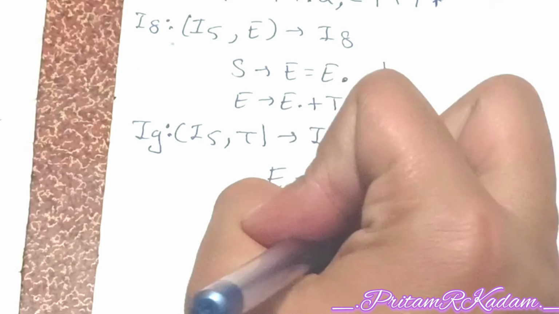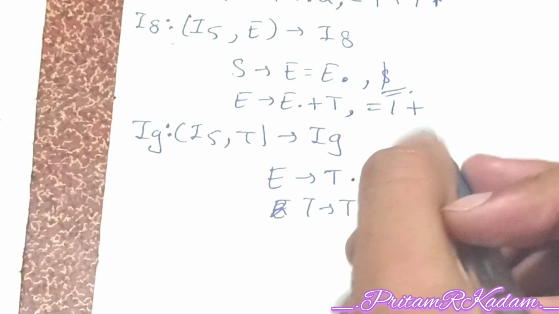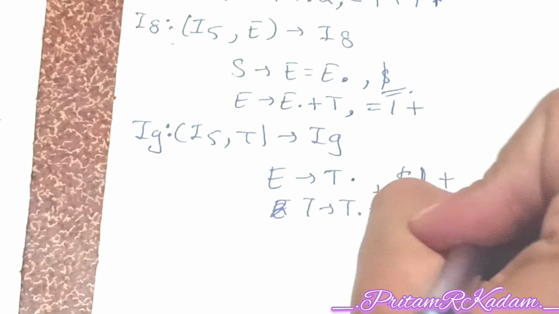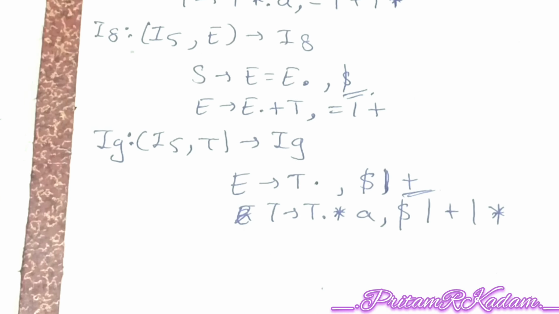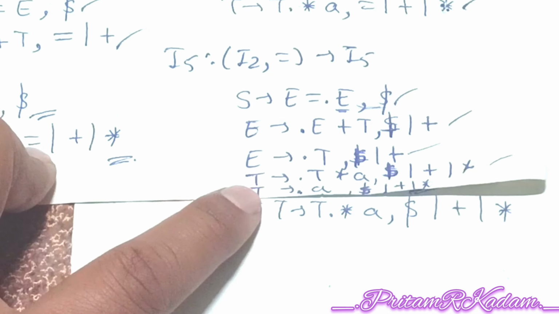Now for the next production we had T gives T dot star A, comma, the look ahead as dollar plus and star. Now we will mark the first production as complete because we have the dot at the end of the production. So this first production is completed. Now let us proceed ahead. We have completed for the T also, so we will mark these.